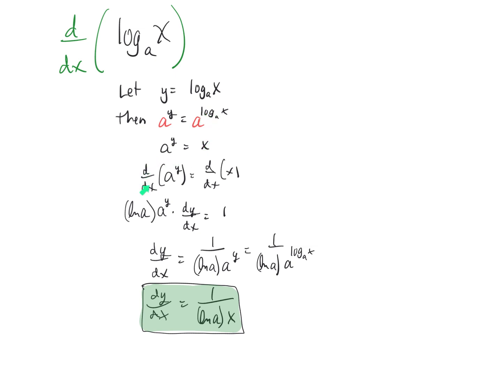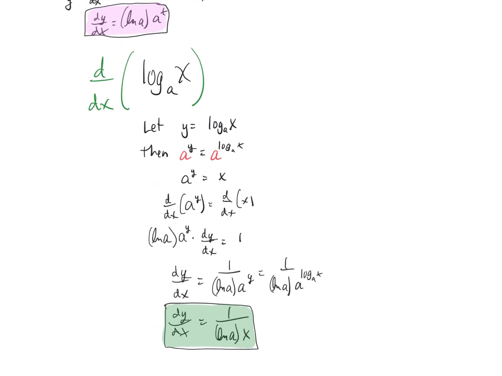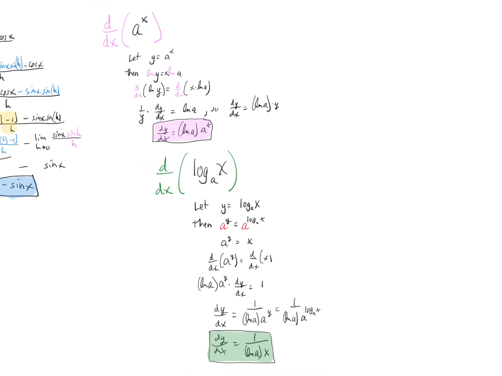Now do the derivative with respect to x of some real number raised to the power of y. We're going to have to use our rule that we just developed for the derivative of a to the x. It's the natural log of that base times a to the x. So here the derivative of a to the y is the natural log of that base times a to the y. But we have to use the chain rule. So times dy dx.